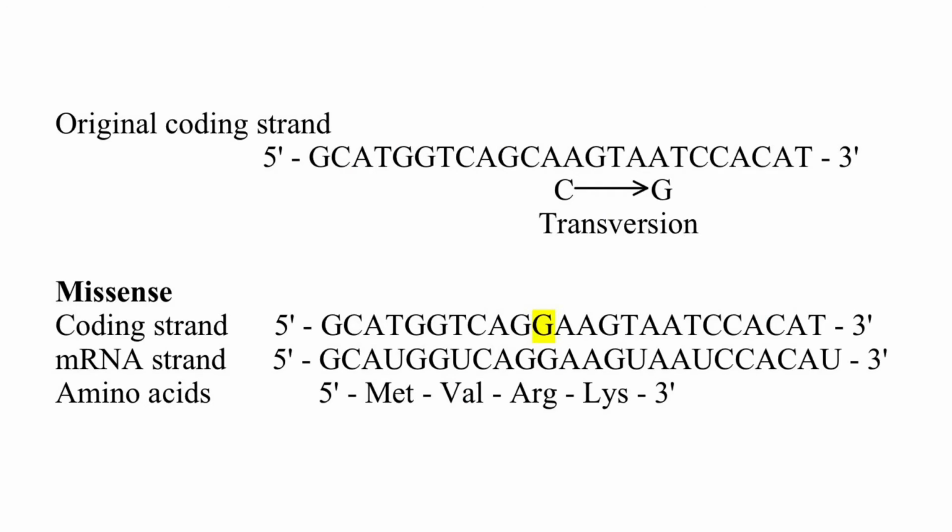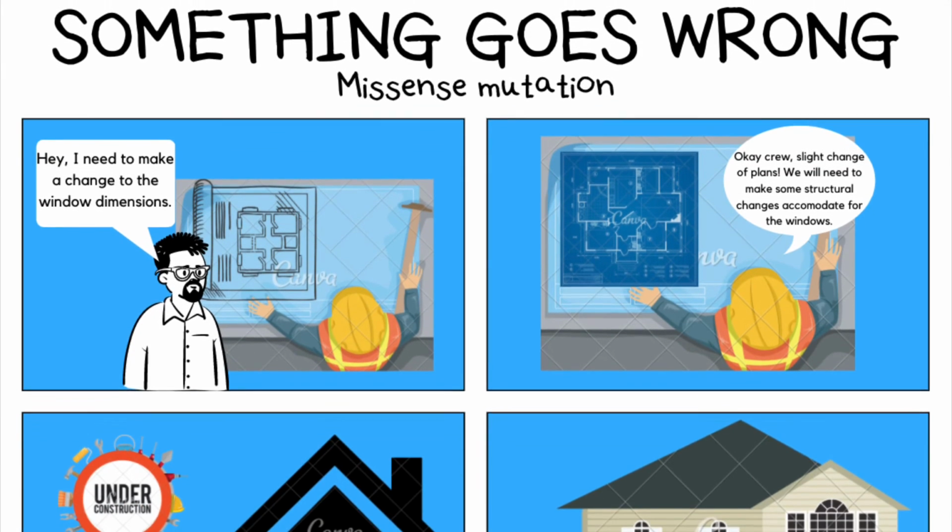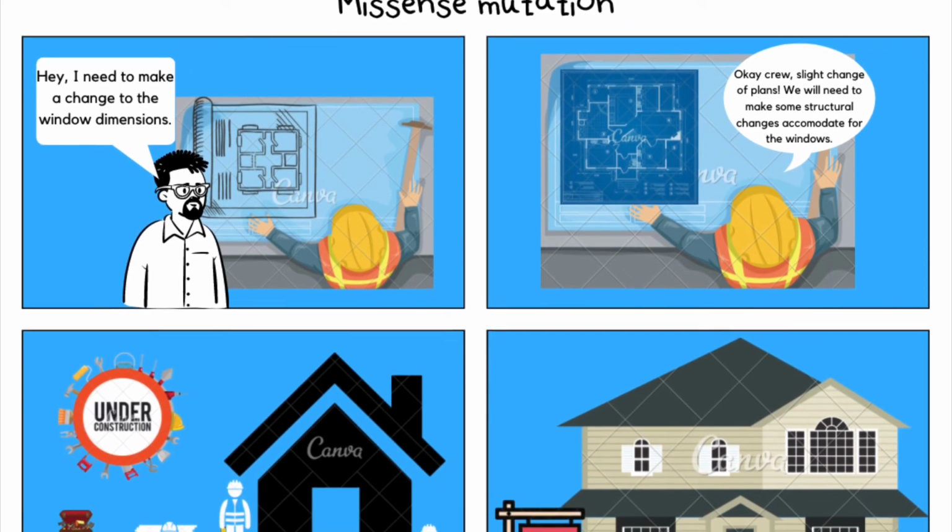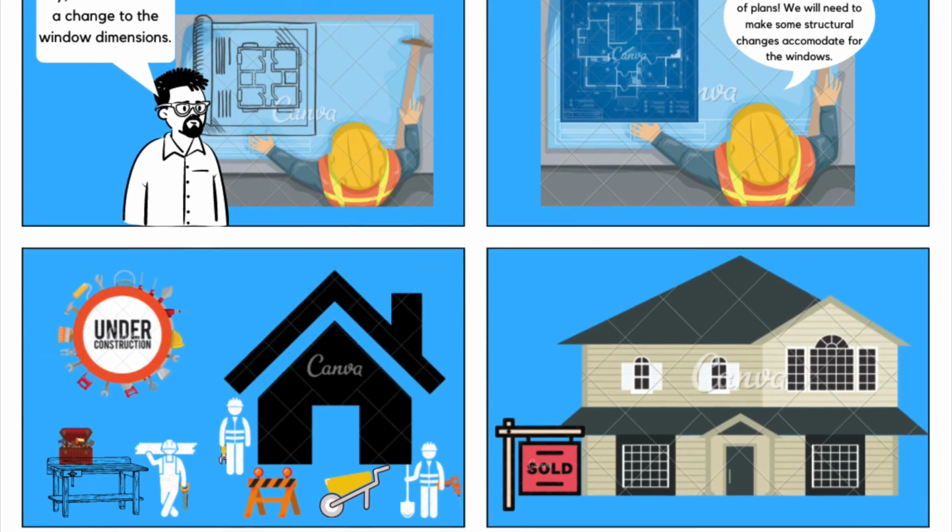In a missense mutation, the changing of one base changes what amino acid is coded for. So in this example, a C is changed to a G, and this changes the amino acid that the codon codes for. In building, you can think of this as if you needed to change the window dimension. This could completely change what the outside of the house looks like.